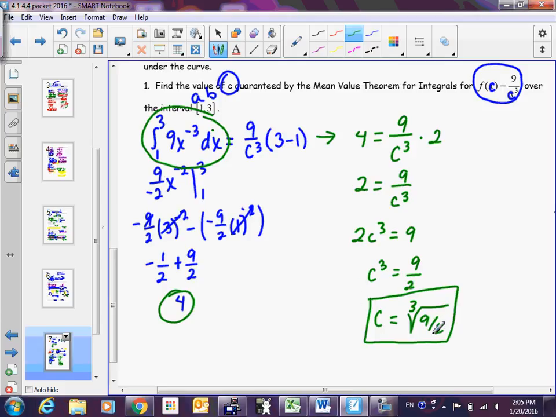Now, this is my one and only answer, but it's worth making sure that it falls inside your interval, which is 1 to 3. If it doesn't, then we did something wrong, because the mean value theorem for integrals states that this should work. You could use your calculator to get the decimal, but 9/2 is about 4.5, right?